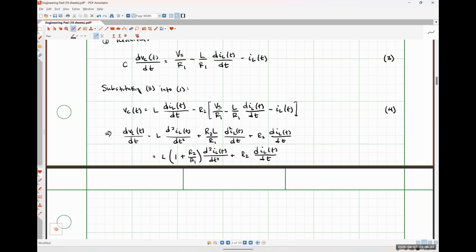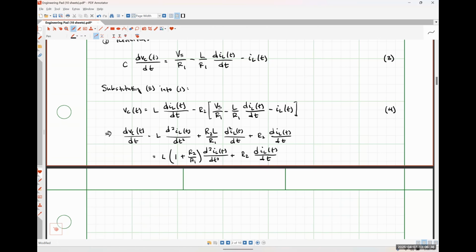So let me just double check the math here. Taking the derivative of each of these terms. The derivative of the capacitor voltage with respect to time is just dV by dt. Then I take the derivative of this first derivative term with respect to time, which is giving me a second derivative. I'm distributing this negative sign through, so I think an easier way to do that would be, no, I'll just leave that as is for right now.